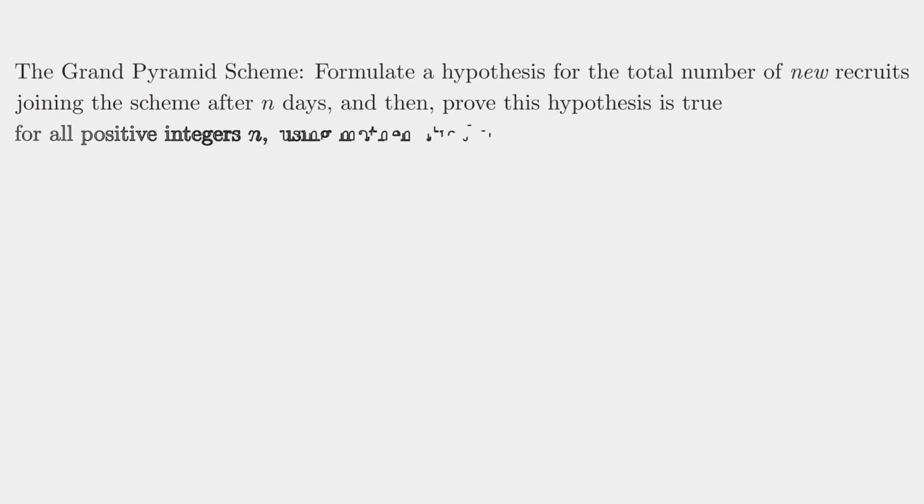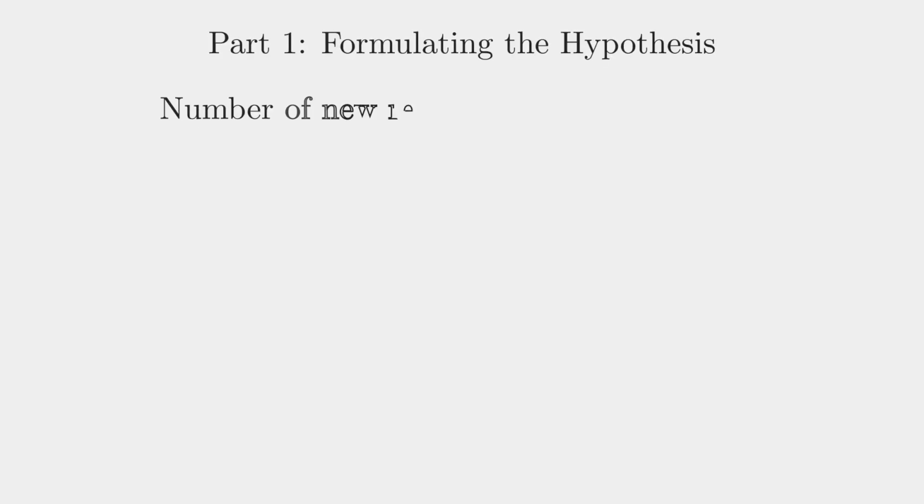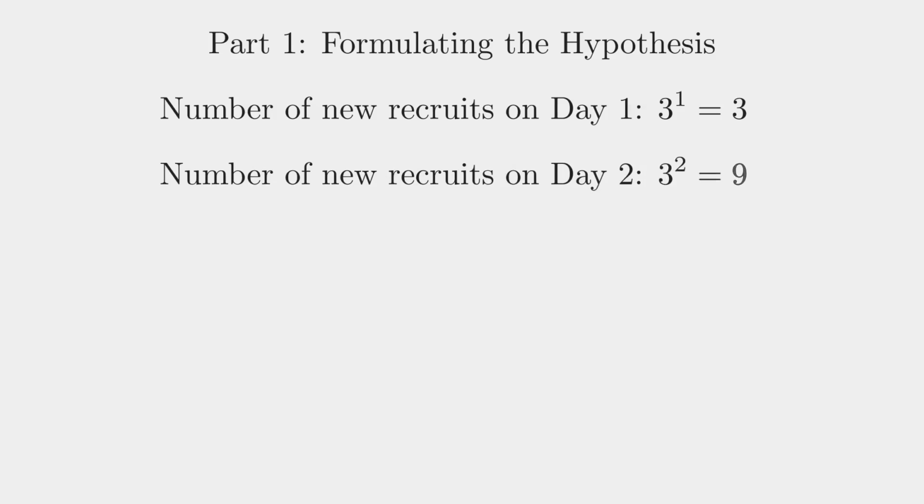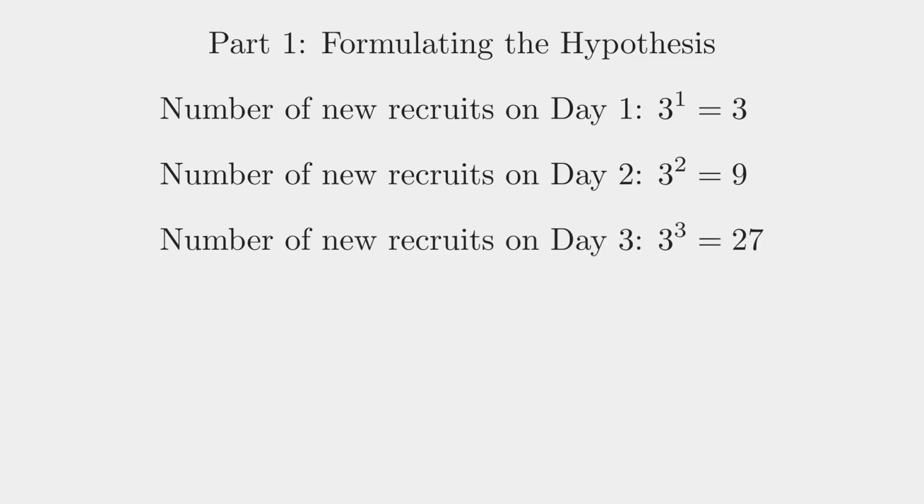Now that we have a solid understanding of mathematical induction, let's apply it to our grand pyramid scheme problem. First, in part 1, we're going to formulate the hypothesis. We observe that on day 1, there are 3 new recruits, which is 3 to the power of 1. On day 2, there are 9 new recruits, which is 3 to the power of 2. And on day 3, 27, so we have 3 to the power of 3. So on any given day i, the number of new recruits is 3 to the power of i.